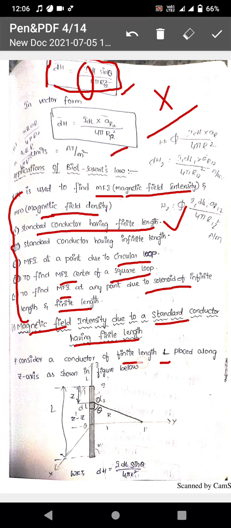Consider a conductor of finite length L placed along the z-axis in a Cartesian coordinate system. In this diagram you can see the x, y, z axes: this is the y axis, this is the x axis, this is the z axis. L is the conductor length, placed along the z axis. Now the current flowing through this conductor is I. Hence it produces a magnetic field. At point P, what is the magnetic field intensity?